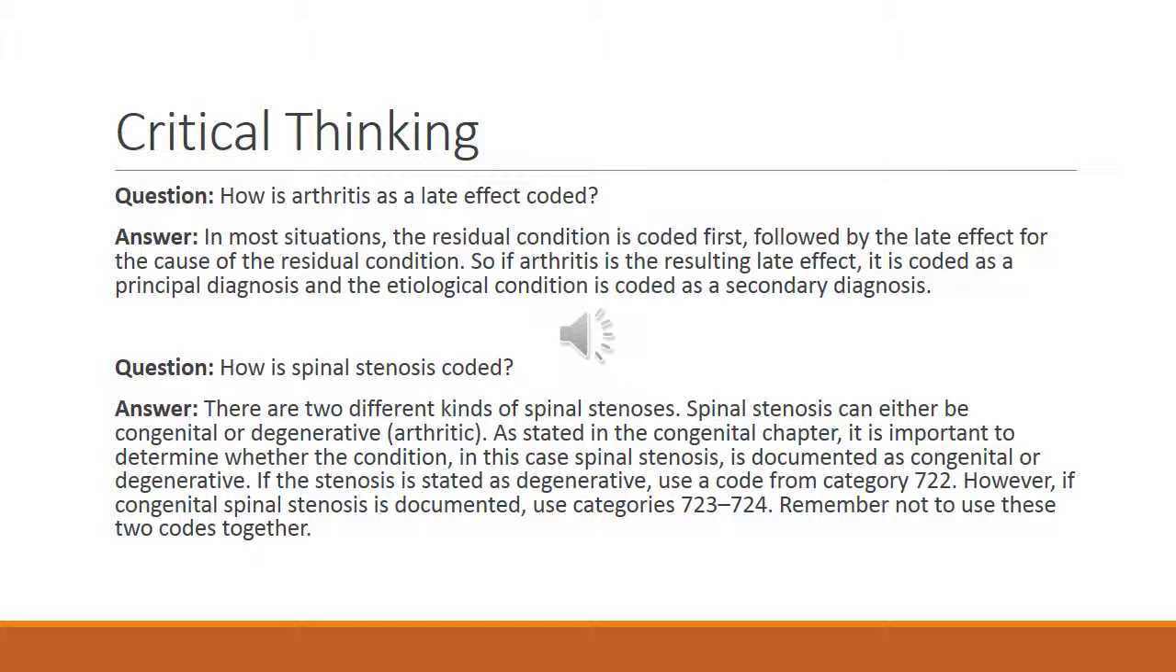As stated in the congenital chapter, it's important to determine whether the condition, in this case spinal stenosis, is documented as congenital or degenerative. If the stenosis is stated as degenerative, use a code from the category 722. However, if congenital spinal stenosis is documented, use categories 723 through 724. Remember not to use these two codes together.